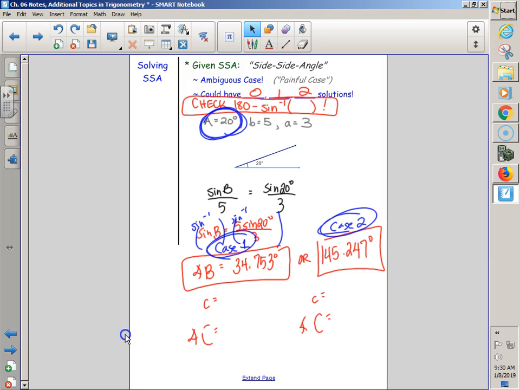Sound good? Bye, guys. How are we supposed to check the cases if we don't know the other angles? As long as it's possible, we just have to say it's a possible answer. There's no way of narrowing down to just one of them unless they give us more. So we say, hey, they're both possible. There you go. Done. Does that make sense?